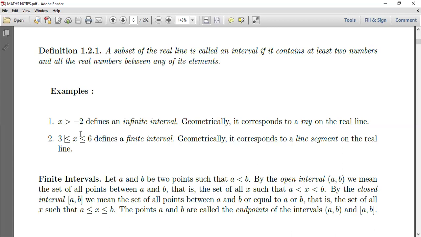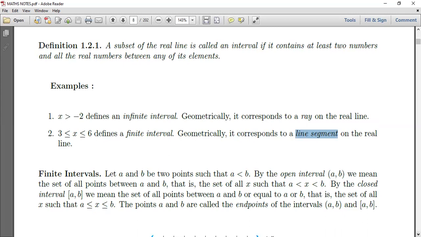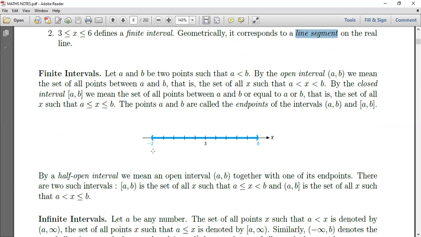Numbers between 3 and 6 cannot be counted. They are infinitely many. But it's called a finite interval in the sense that there is a lower bound and an upper bound. Geometrically, it represents a line segment on a real axis, like this one from 2 to 8. Between these two numbers there are infinitely many numbers, but it's called a finite interval.